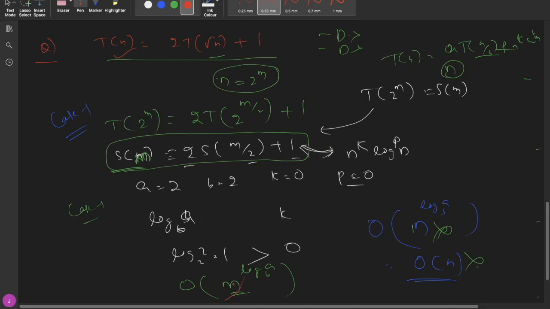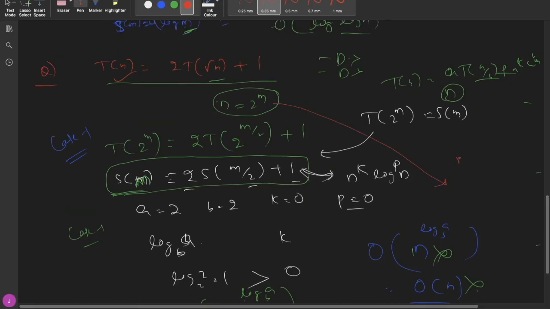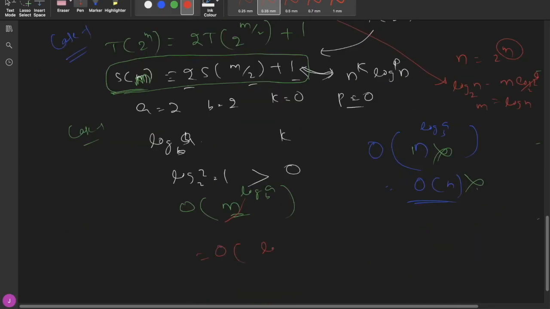So we have to convert the value of m in terms of n. n equals 2 power m. We have to find the value of m in terms of n. So I am taking logarithm on both sides. I am getting log n equals m log 2. By taking the base as 2, this gets cancelled out. I am getting m as log n. So here I will be getting log n power log a base b. The log a base b value is 1, so the answer will be log n only.